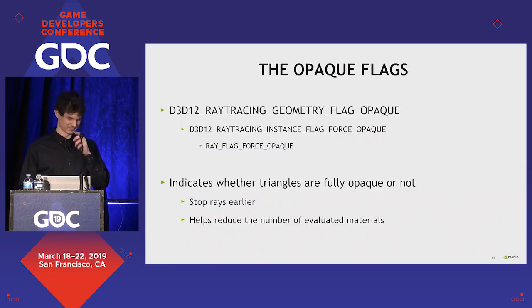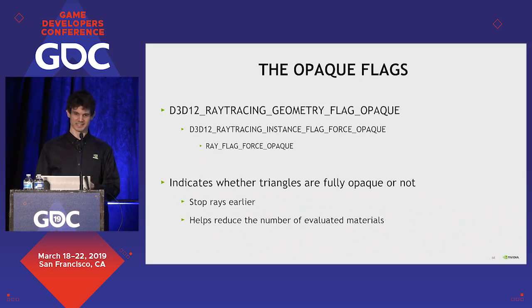Now there's a third way that I have to say I discovered a bit by accident as I was playing around, and it is playing with the opaque flag. The opaque flag is something that you can set in the BLAS geometry description, or it can be overridden in the instance flags as well, in the top level acceleration structure, or it can also be overridden in the flags of the actual trace ray call.